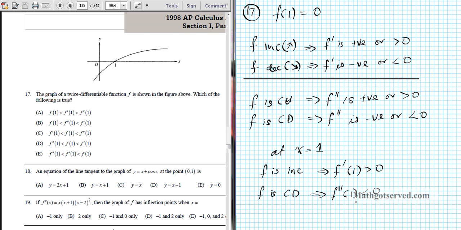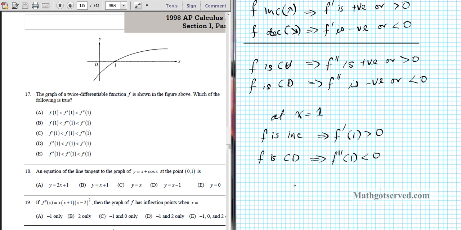Okay? So we see how the three compare with themselves, right? We know that f double prime is negative, so it's going to be less than f of 1, which is 0, and f of 1 is going to be less than f prime of 1, which is positive. Okay? Hopefully this expression makes sense.